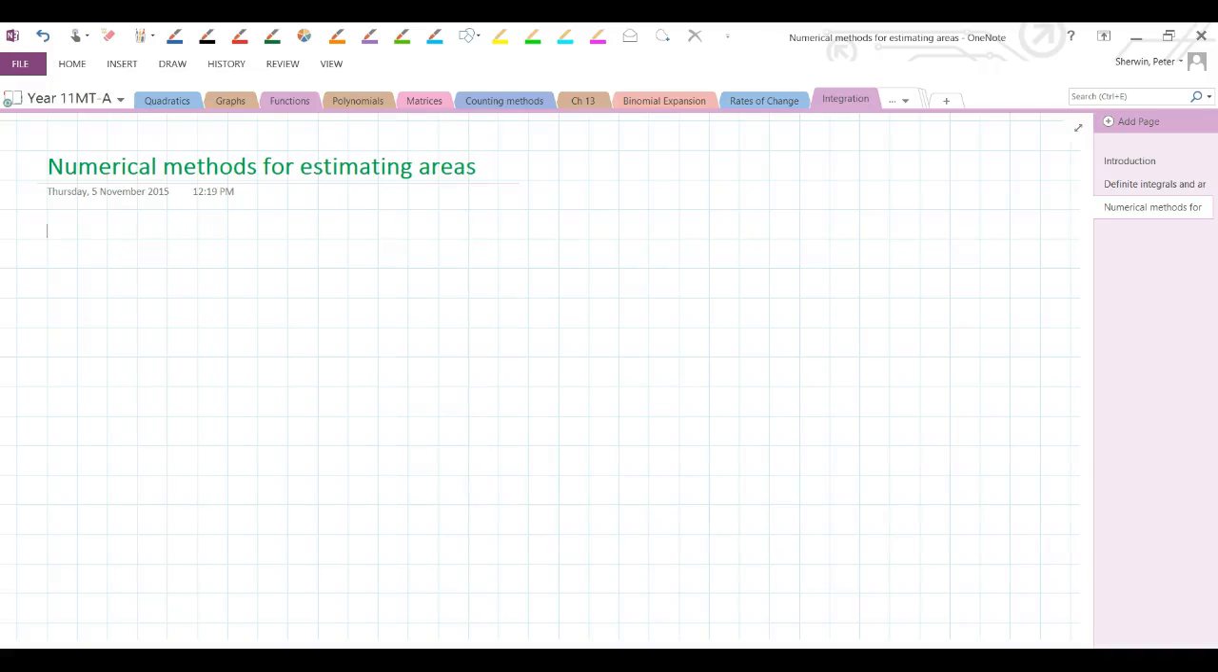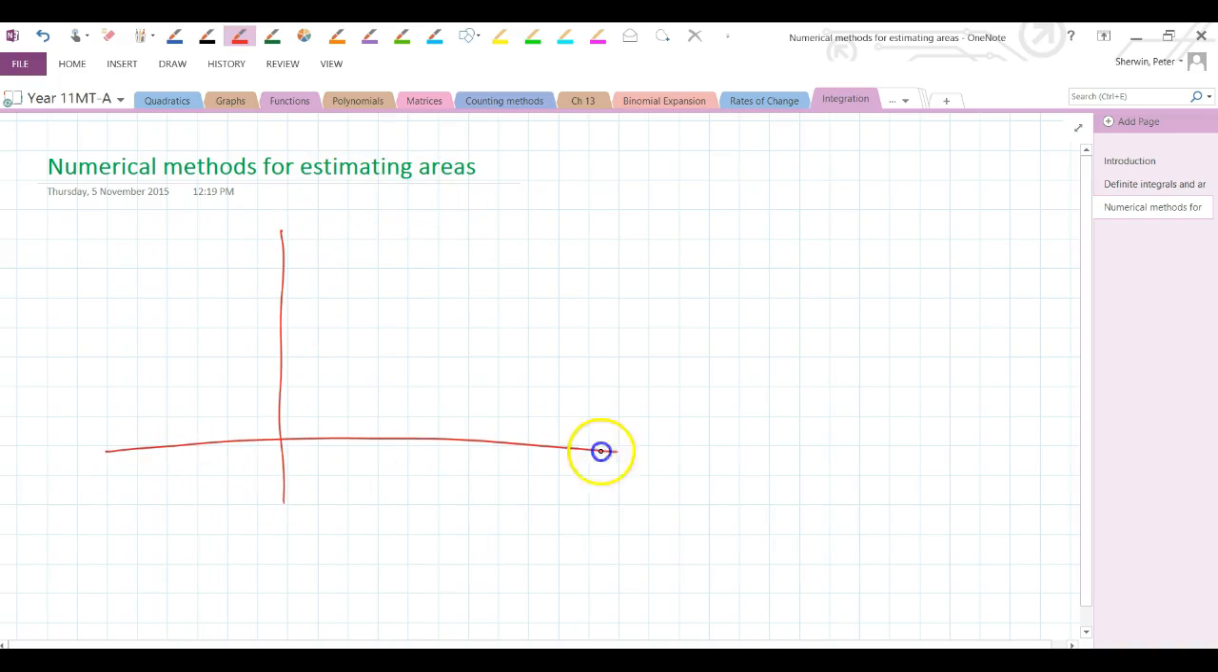Okay, in this screencast I want to look at the numerical methods for estimating area. As you know, we're able to find exact areas bound by curves by using integration, by integrating the function, the graph of which is one of our boundaries.